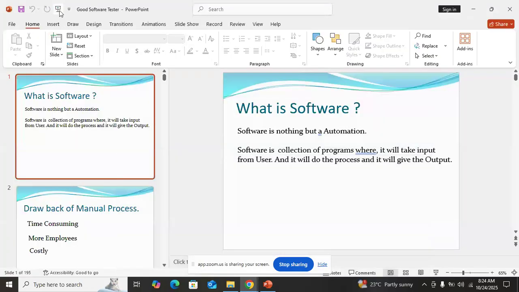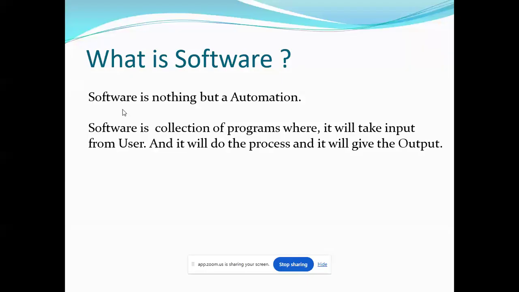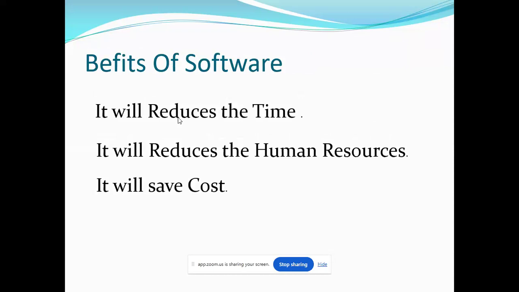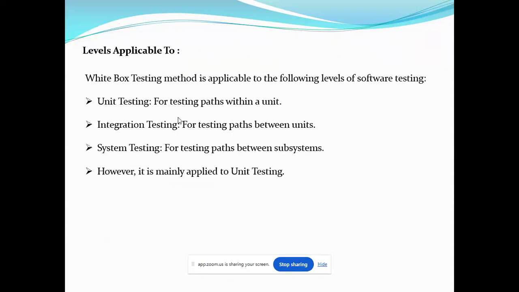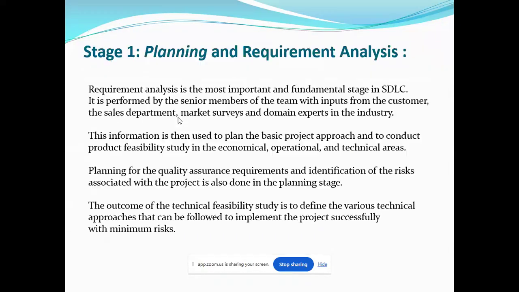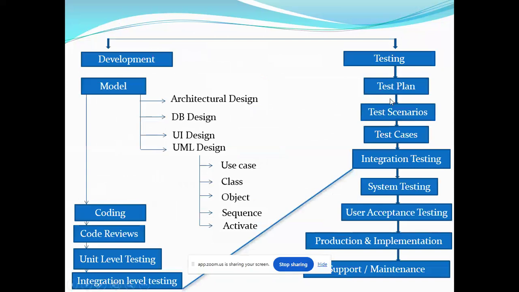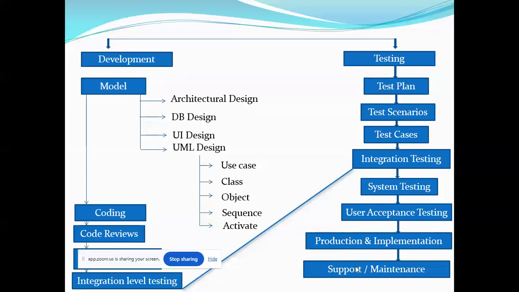Once your execution is done, then again what will you do? You are doing system testing. Once system testing is done, then you go with acceptance testing. Once user acceptance testing is done, then you go with production and implementation and support and maintenance. If you have 1 year of experience or 10 years of experience, the same process will be there: test plan, test scenarios, test cases, integration testing. We missed this one. Integration testing is very, very important. Then system testing, user acceptance testing, production and implementation, and finally support and maintenance. Okay, got it, right?